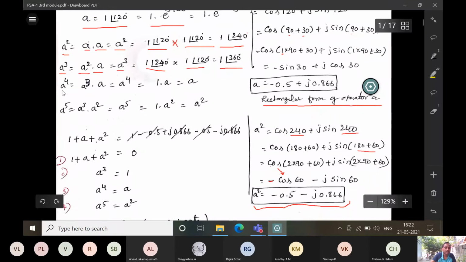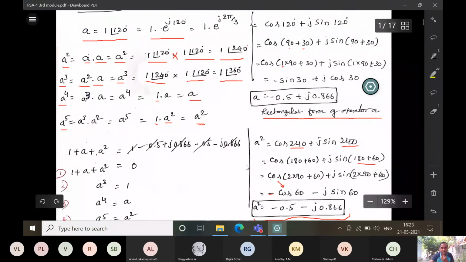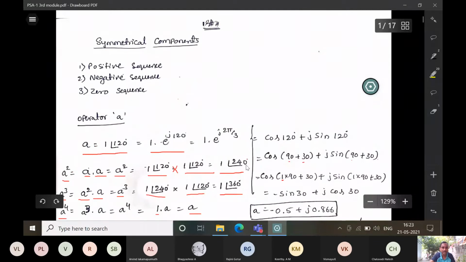Similarly, a to the power of 4 can be written as a cube into a. What is a cube? a cube is 1, multiplied by a, this is equal to a. So a to the power of 4 is equal to a. Similarly a to the power of 5 can be written as a cube into a square. a cube is 1 and a square is written as it is. So whenever a to the power of 5 is there, this becomes a square. What is a square? 1 at an angle 240 degrees. So these are the basics of operator a.